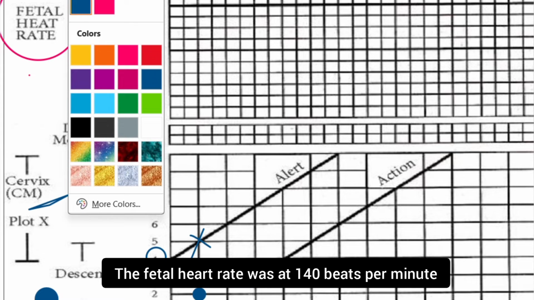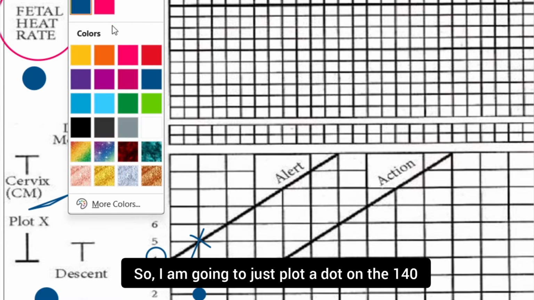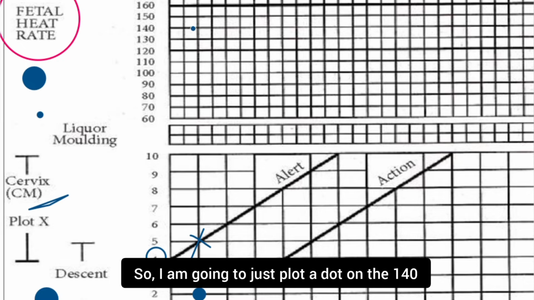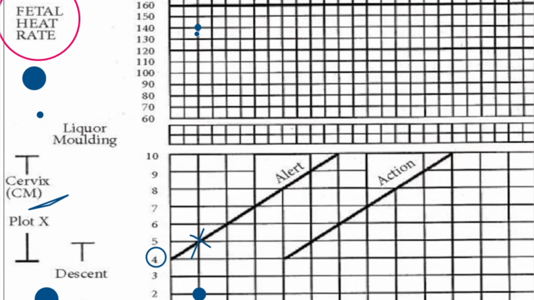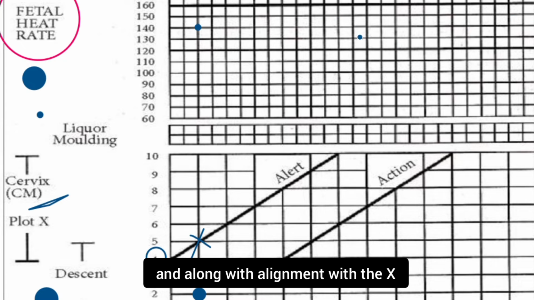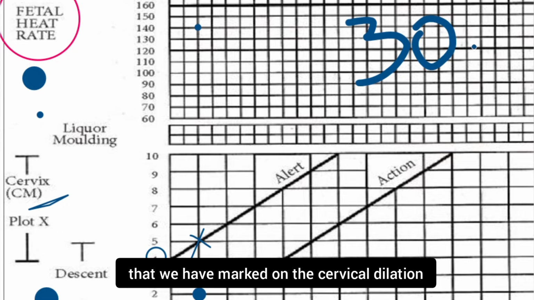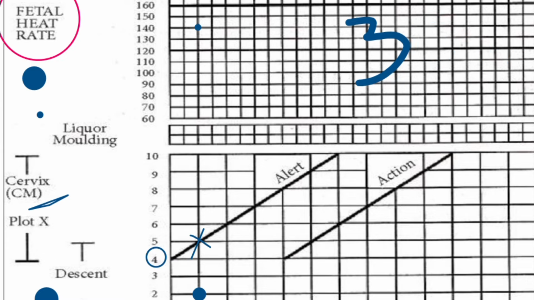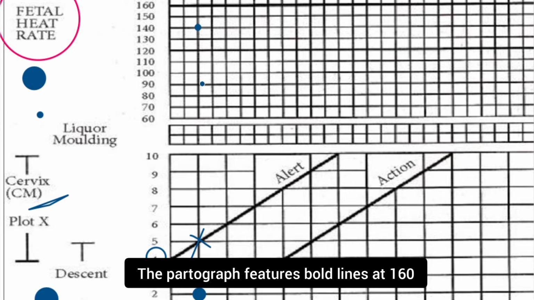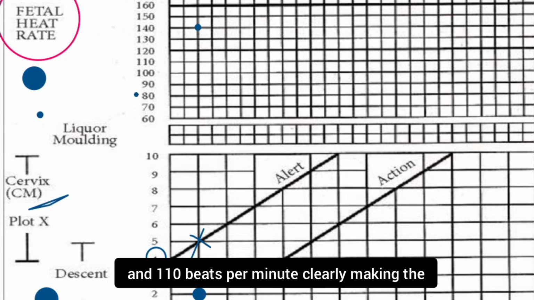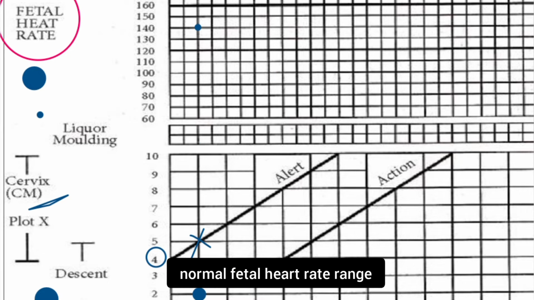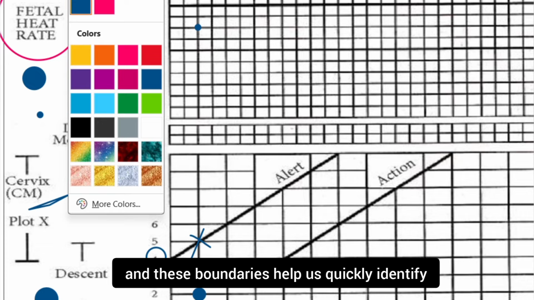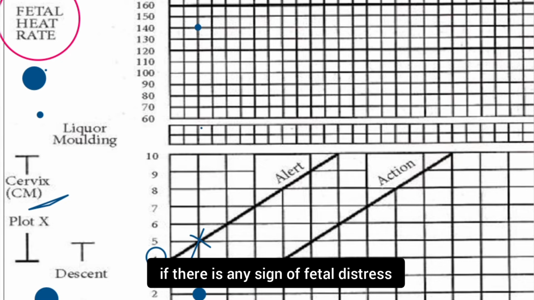The fetal heart rate was at 140 beats per minute, so I am going to just plot a dot on the 140 beats per minute line and in alignment with the X that we have marked on the cervical dilatation, and we then further monitor it at every 30 minutes interval. The partograph features bold lines at 160 and 110 beats per minute, clearly marking the normal fetal heart rate range, and these boundaries help us quickly identify if there is any sign of fetal distress.